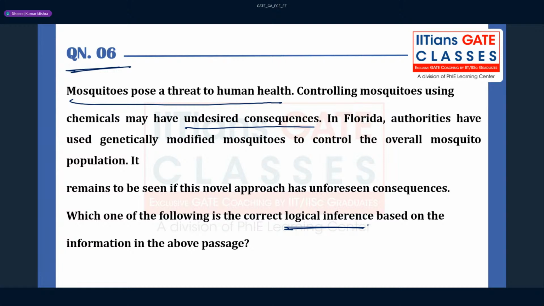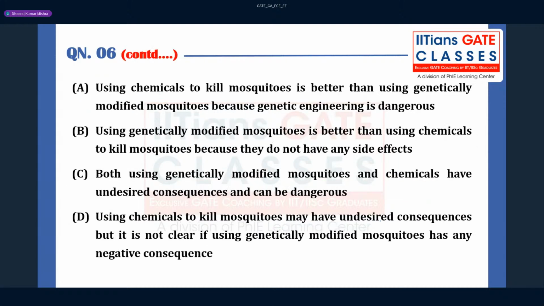In Florida, authorities have used genetically modified mosquitoes to control the overall mosquito population. It remains to be seen if this novel approach has unforeseen consequences. Which of the following is a correct logical inference based on the information in the given passage? Even if you did not understand the passage, once you go through the options you can directly get it. Whenever this kind of question comes, you can start from the options, go through them and then come back to the passage. That is also okay.